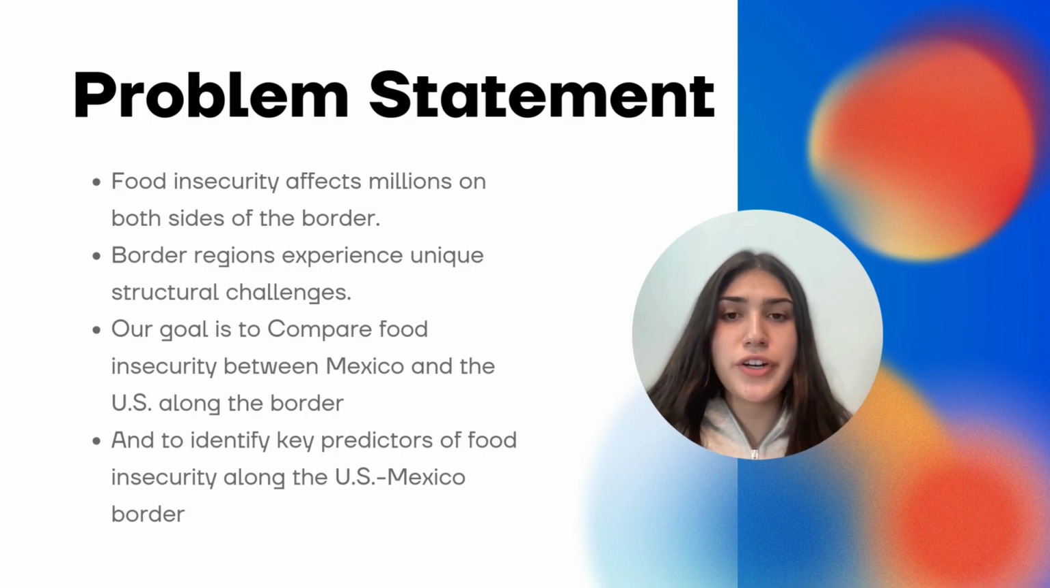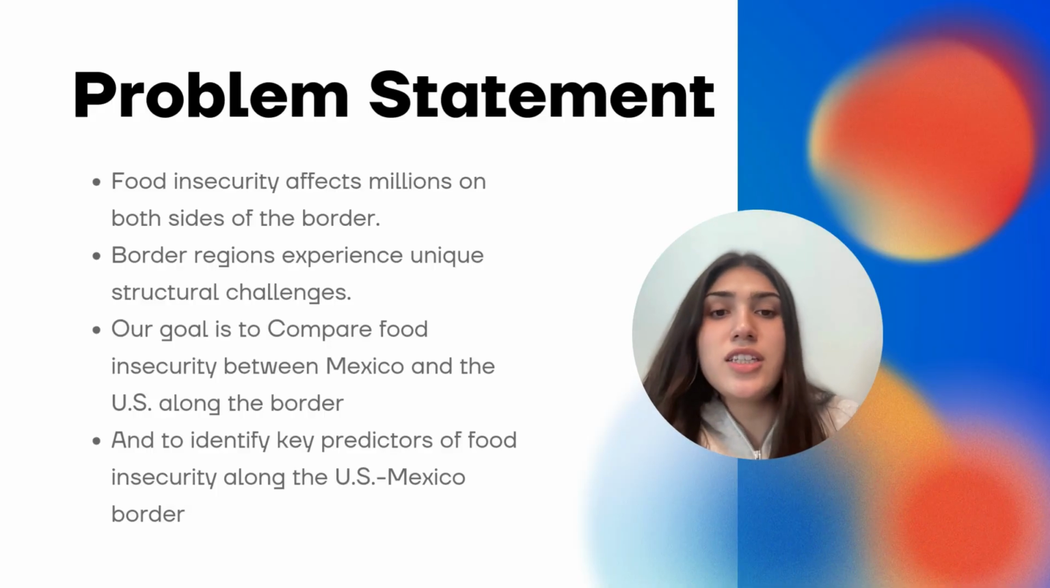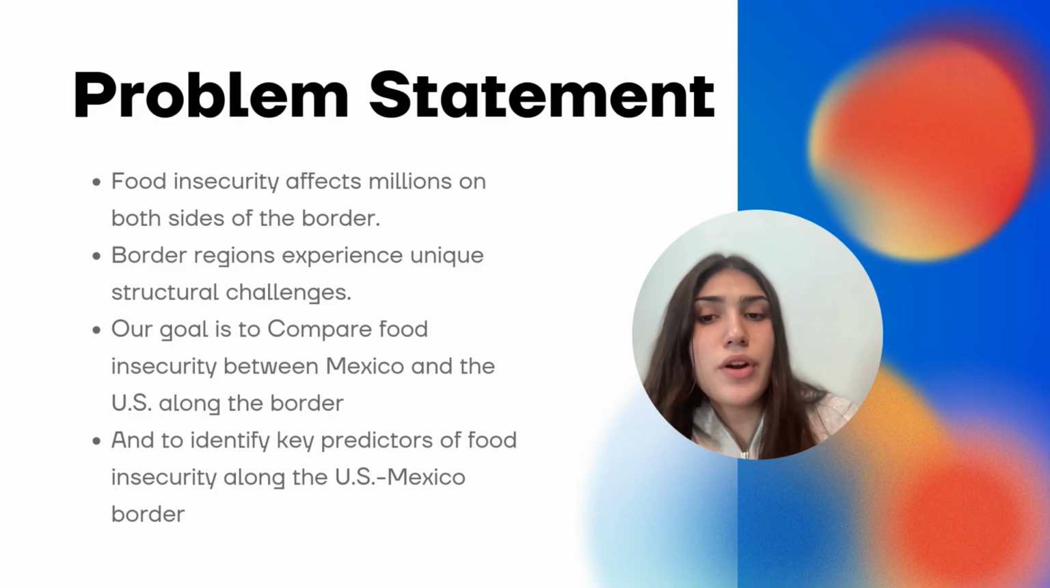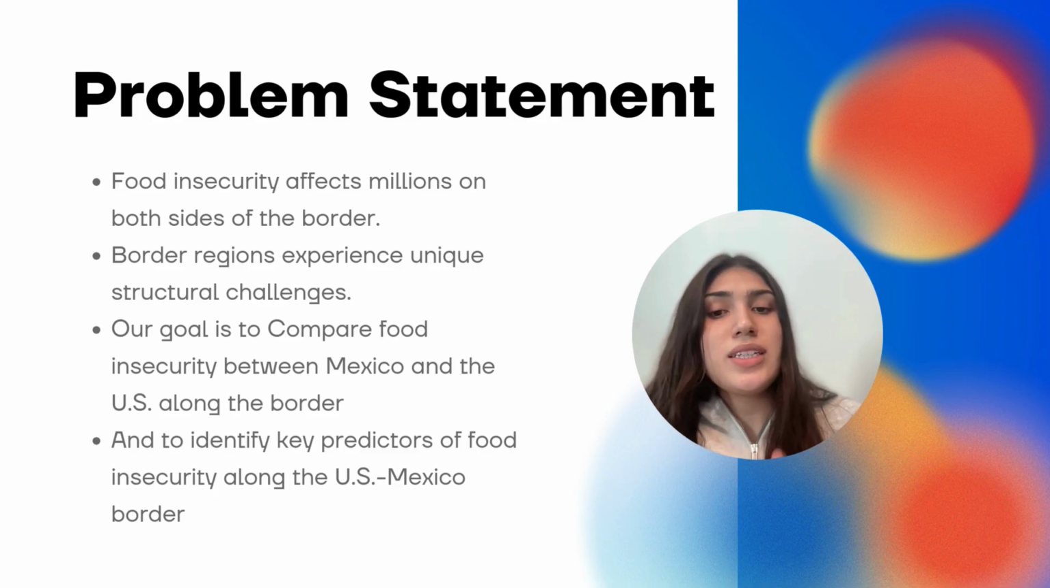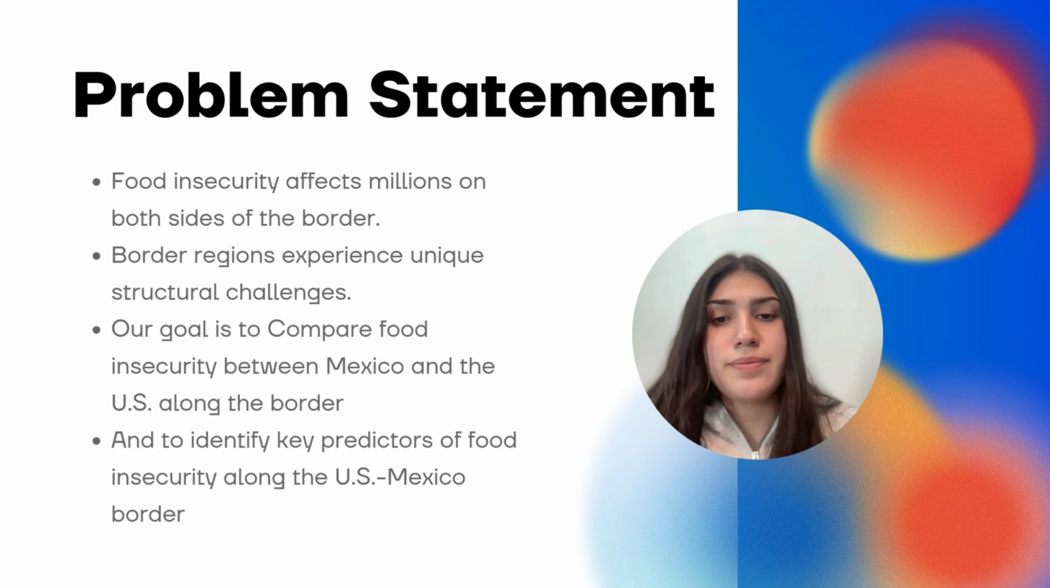Why is food insecurity important and why should it be studied? Food insecurity affects millions of people on both sides of the border. The regions experience unique structural challenges and regional disparities. Our goal is to compare food insecurity between Mexico and the US border to see what the differences and challenges are. We want to identify predictors of food insecurity along Mexico and the USA.